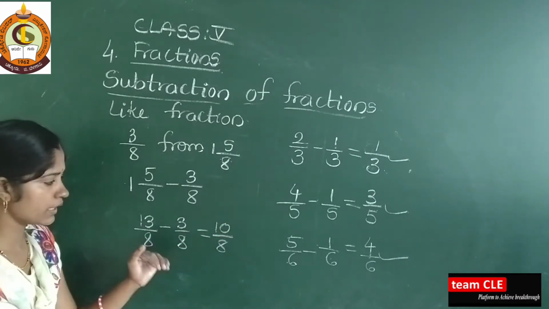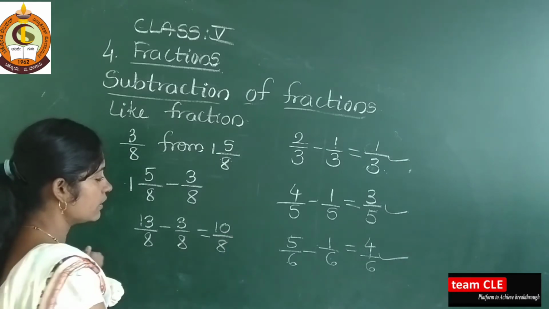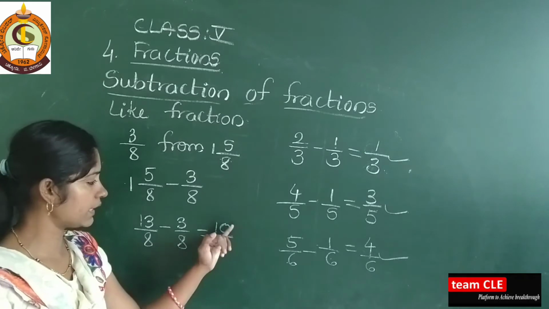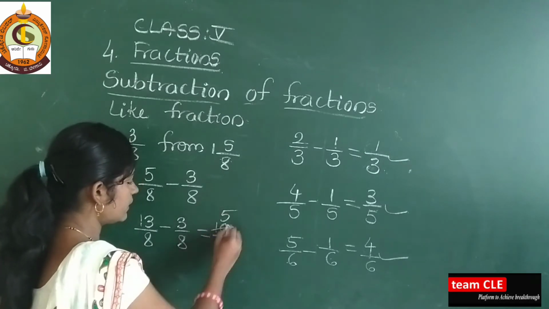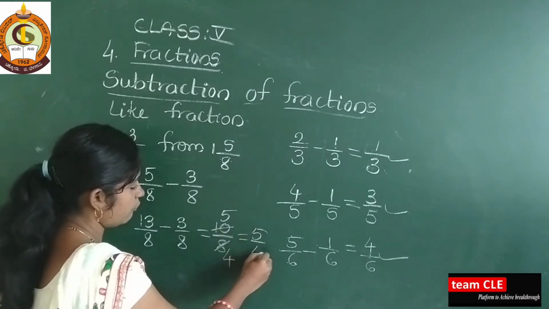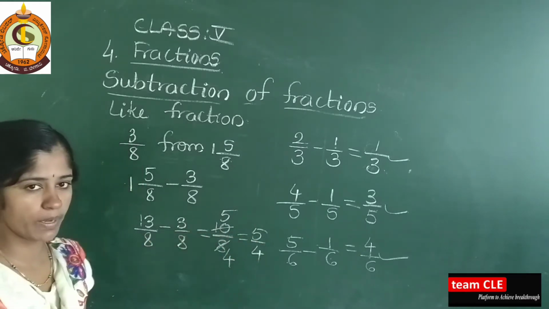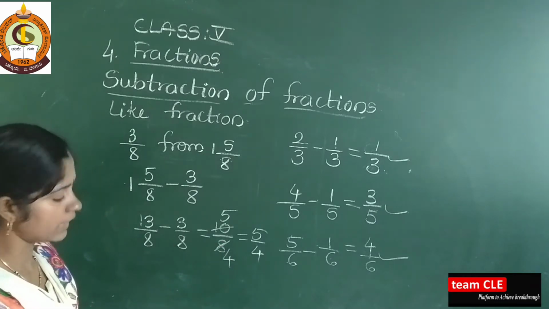If you stop here, this is also correct. Here we will move one more step and that is reducing the number. 10 and 8 are there in the same table. So cut this number: 2 5s are 10, 2 4s are 8. So write here 5 by 4 as the answer. 5 by 4. Okay, this is how we have to subtract like fractions.